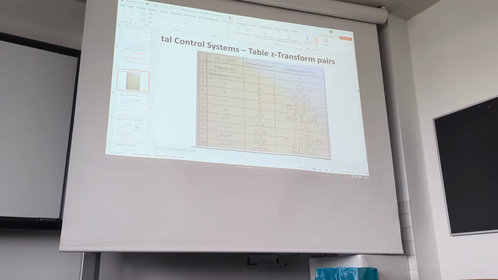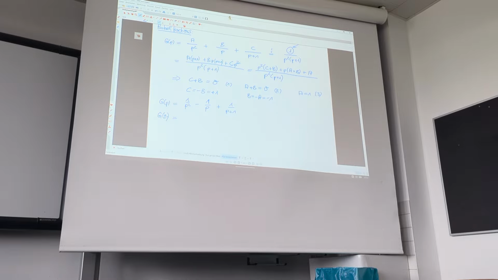So here in this table we have S as the Laplace operator, so this S is our P, it's the same. So we can use line number 3 and say 1 over S squared is in the Z domain Tz over Z minus 1 squared. So we have Tz over Z minus 1 squared.